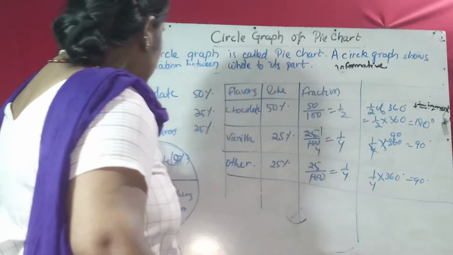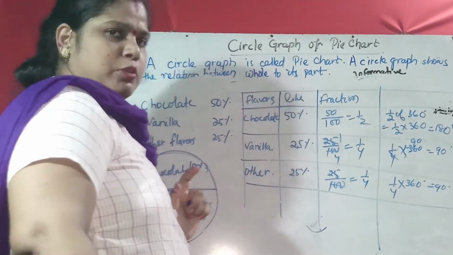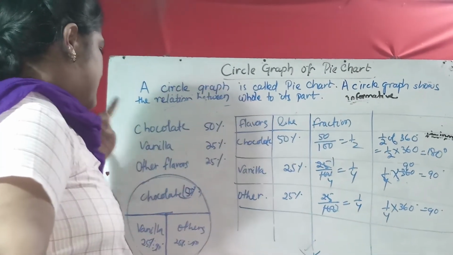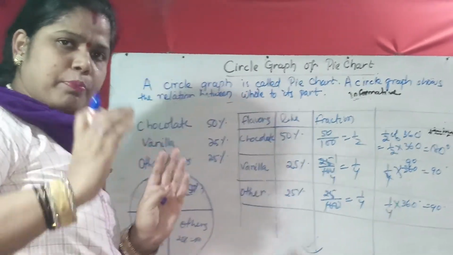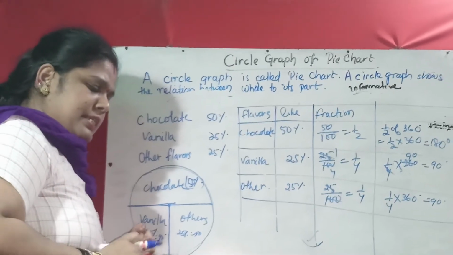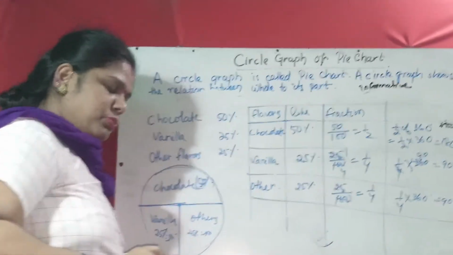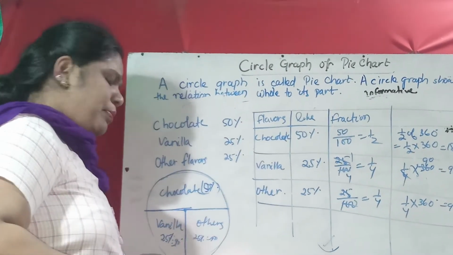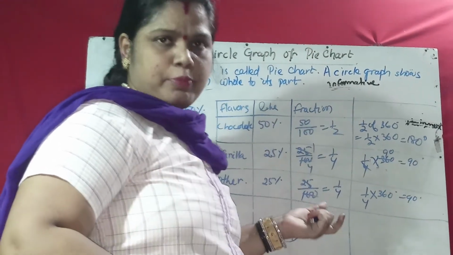Also, suppose in this chart I ask which flavor is liked by most of the students? Obviously 50%, chocolate. And which two flavors are liked by the same proportion of students? Same fraction: vanilla and other flavors. Like this, if your pie chart is given, many questions may be asked to you. Otherwise, if information is given, you may be asked to draw the pie chart, or to find the proportion.